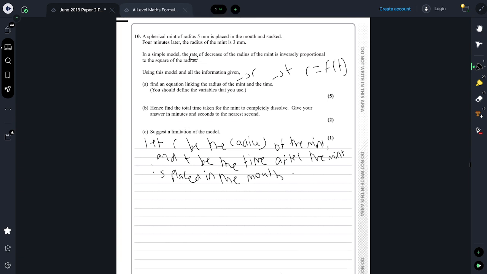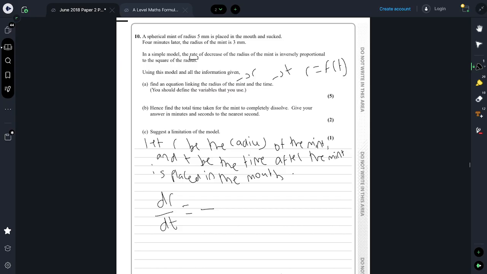Now, I can spot this is a differential equation because it looks like a question like that. So it's saying the rate of decrease of the radius. So the rate of change of the radius will be dr by dt. Now it's saying the rate of decrease. The decrease just means you have to plug in a negative. If it's an increase, it would just be positive. But if it's decreasing, you have to put a negative here. Okay.